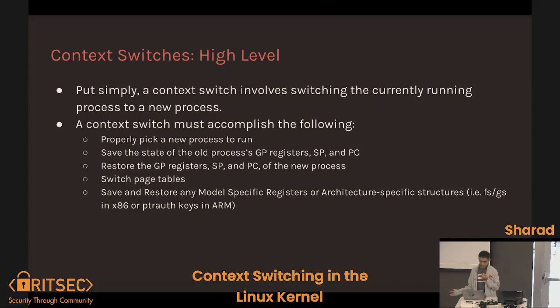It also has to save the old process's general purpose registers, its stack pointer and its program counter. If you do x86, the program counter is the same thing as the instruction pointer. It also has to restore the general purpose registers, stack pointer, and program counter of the new process. It also has to switch the page tables and the entire memory state. And finally, it needs to save and restore any model-specific registers or architecture-specific structures. In x86, an example is FSGS.